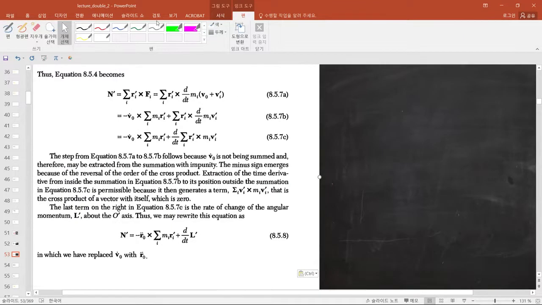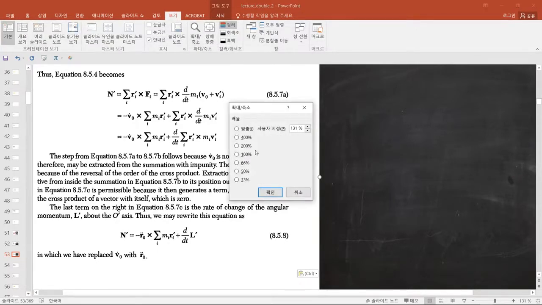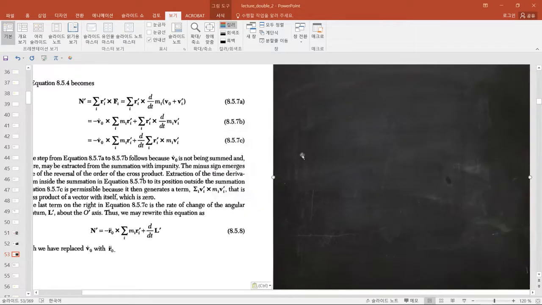I think we can make it a little bit smaller now. Maybe 120. Okay.